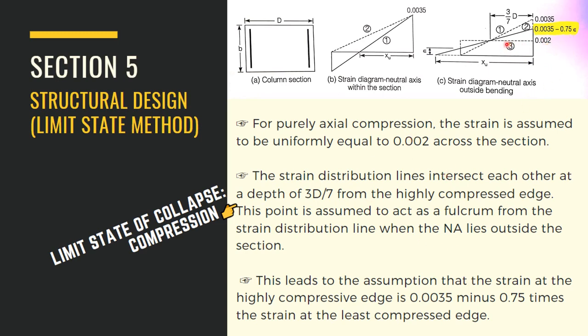The third curve is the uniformly distributed strain equal to 0.002 across the section, and the strain distribution lines intersect at 3 by 7 D from the highly compressed edge. This is the highly compressed edge, and from 3 by 7th of D, the strain distribution lines will intersect. This leads to the assumption that this value is 0.0035 minus 0.75 times the strain at the least compressed edge.